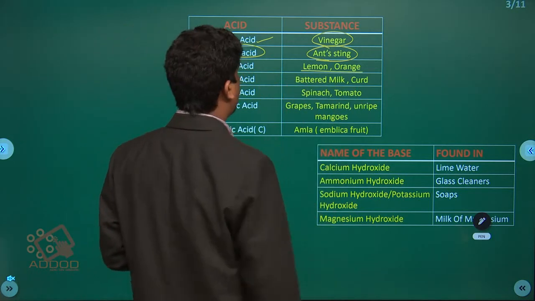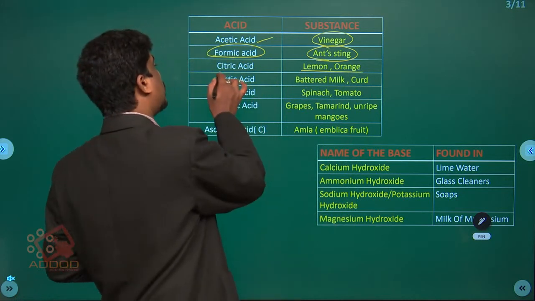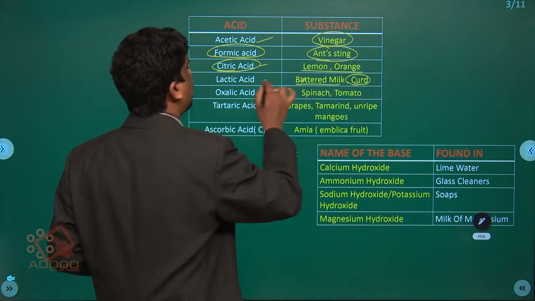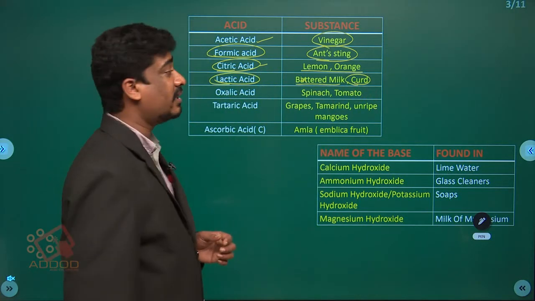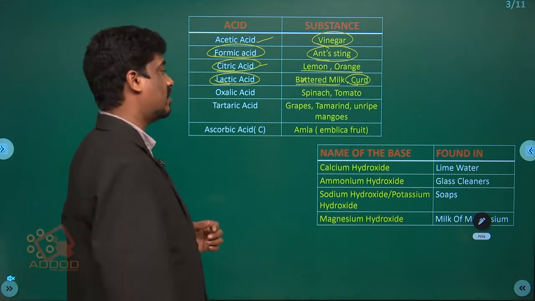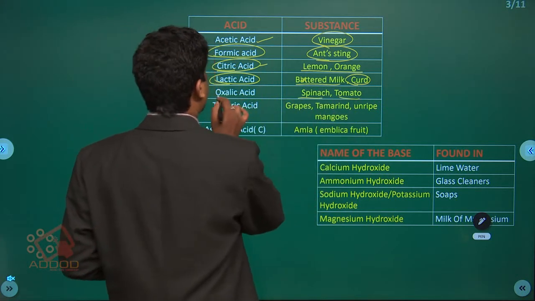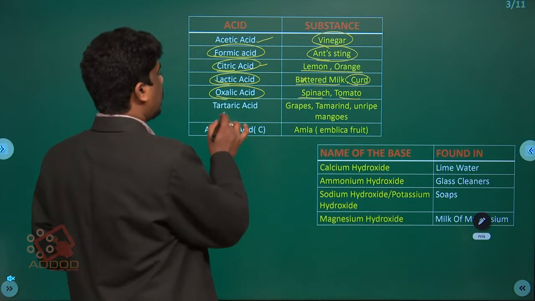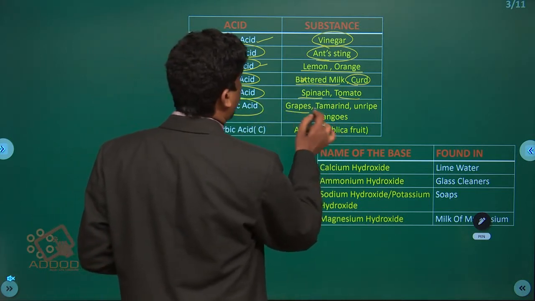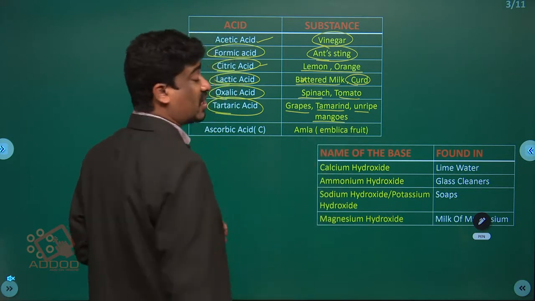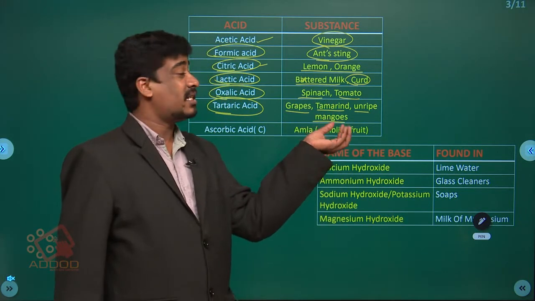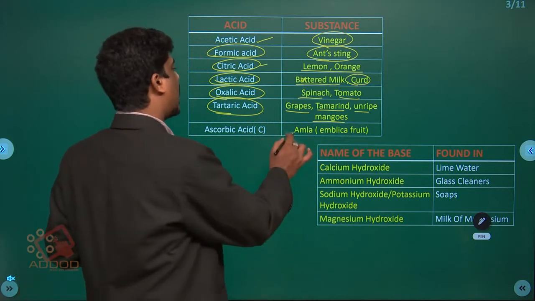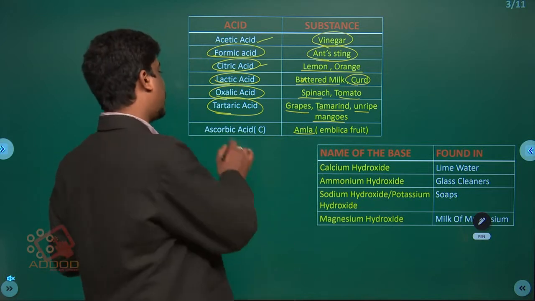And lemon and orange contain citric acid. Milk, buttermilk and curd contain lactic acid. Spinach and tomato contain oxalic acid. Grapes contain tartaric acid. These fruits, grapes, tamarind and unripe mangoes, contain tartaric acid. While amla, the amla fruit, contains ascorbic acid.